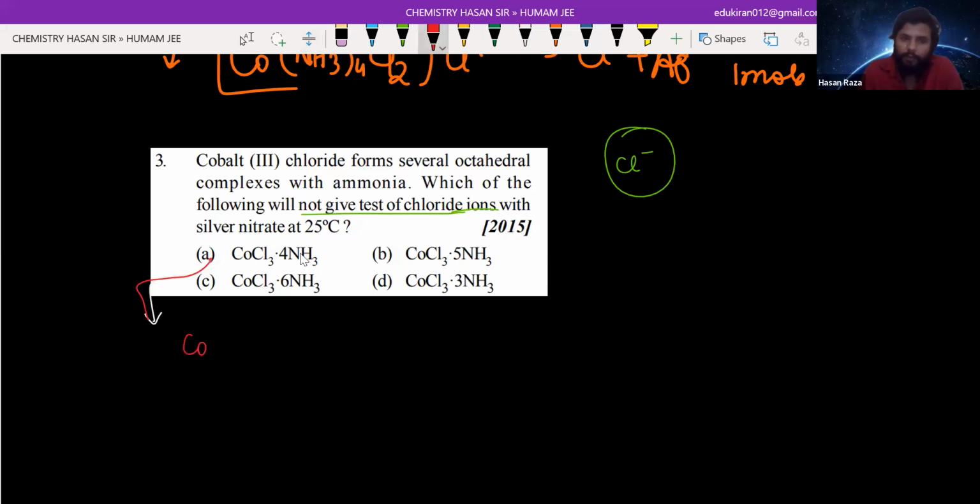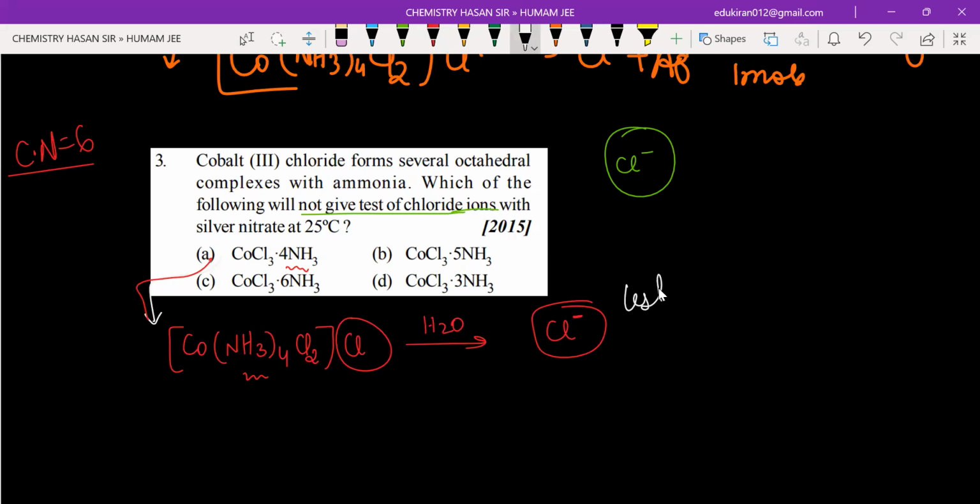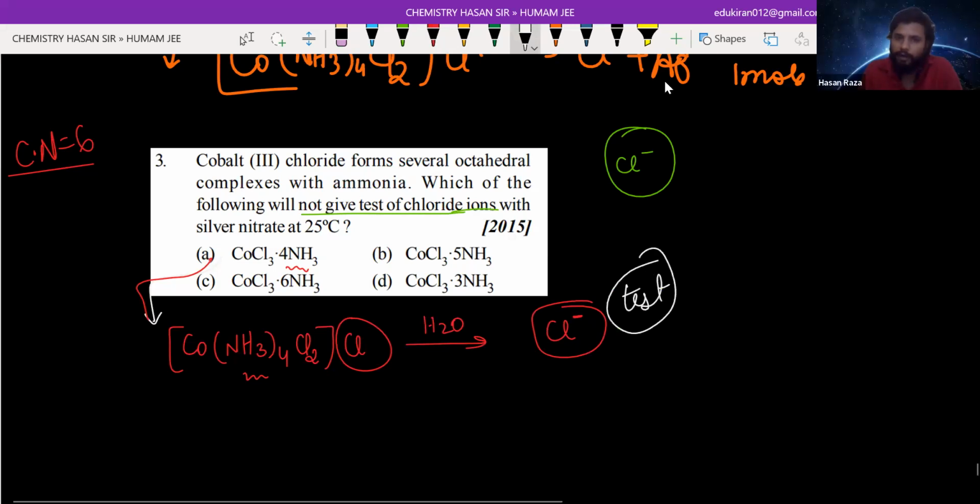You know Co, NH3 is there how many times? 4 times. And how many chlorine is there? 3. Now coordination number is 6, so you can take only 2 chlorine inside. One chlorine is left, so you take it outside. When you put this in water, this chlorine will be ionized, yes or no? Yes. So this will give you test of chloride ions. So this is not the answer.